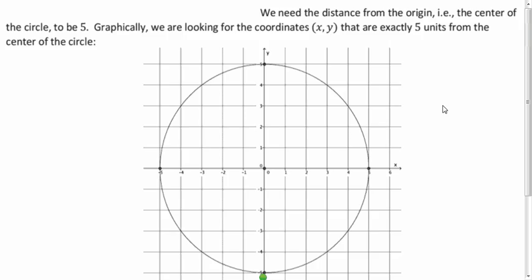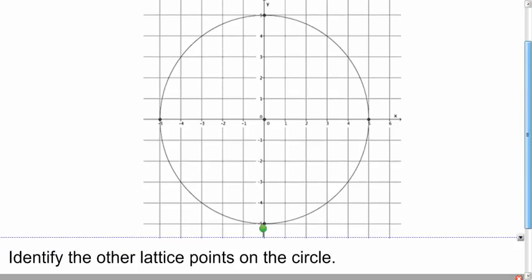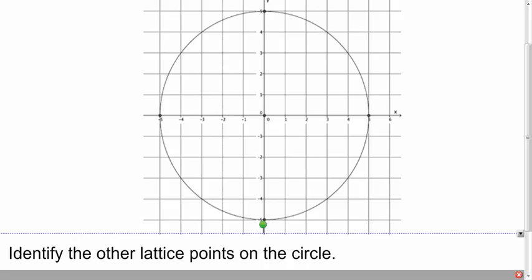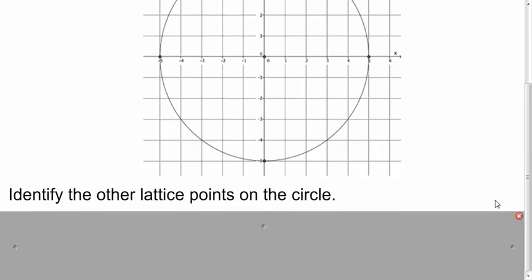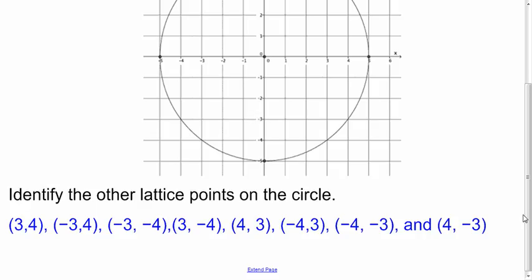But those aren't the only lattice points. What other points have a distance of 5 from the origin? Let's see, we have this point here with the coordinates (3, 4). And this point has the coordinates (4, 3). And we have corresponding points in the other quadrants.